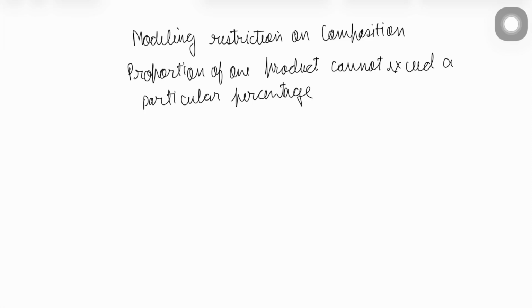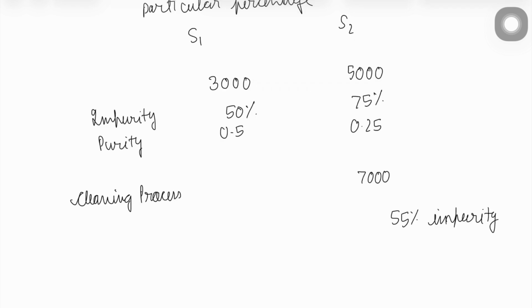So we have some other concepts as well, such as restriction on composition. So the proportion of one product cannot exceed a particular percentage. For this we are taking the mining example. In this problem we have two shafts, S1 and S2. So these will be our decision variables, and the capability is we can extract a maximum of 3000 tons from shaft 1 and 5000 tons from shaft 2.